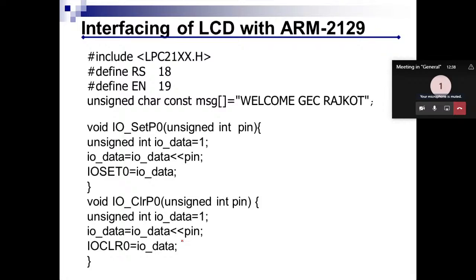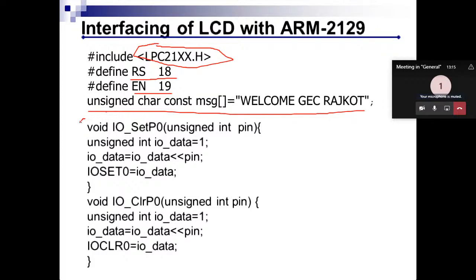So in the simulation I have written the program like this. I have included a header file, lpc21xx.h, which has the definition of all the standard general purpose input output ports. RS is the register select pin, that is pin number 18. Enable is connected with pin number 19. Then we want to display some message on the screen, so that message is defined here: welcome GSC Rajkot.